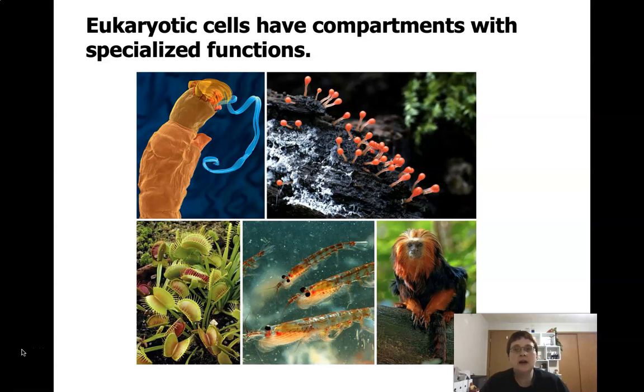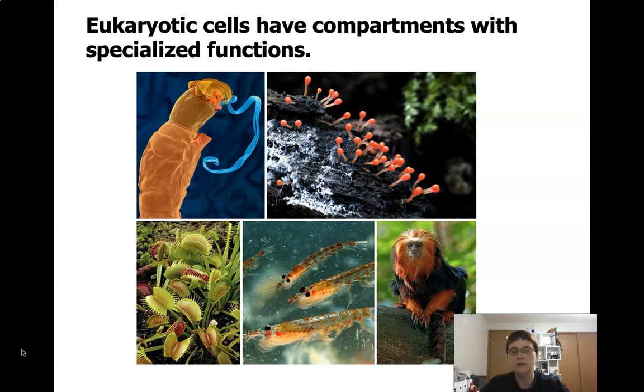We're going to pick up now talking about eukaryotic cells. And you can tell eukaryotic cells from a prokaryotic cell because they're going to have compartments. Just like you have specialized organs throughout your body doing specialized jobs, eukaryotic cells have specialized compartments that have specialized jobs or functions.